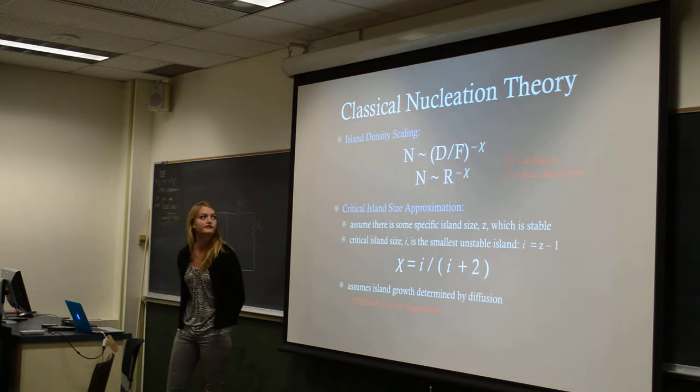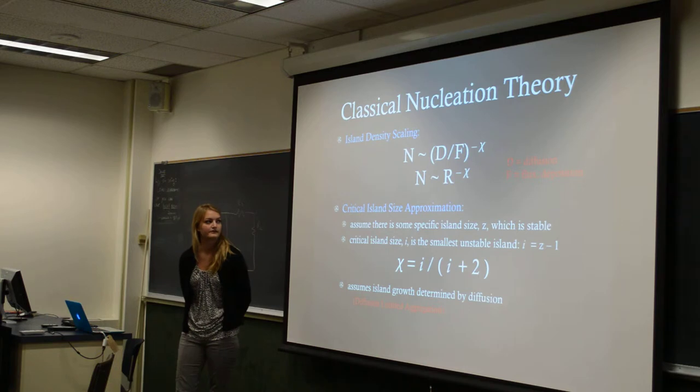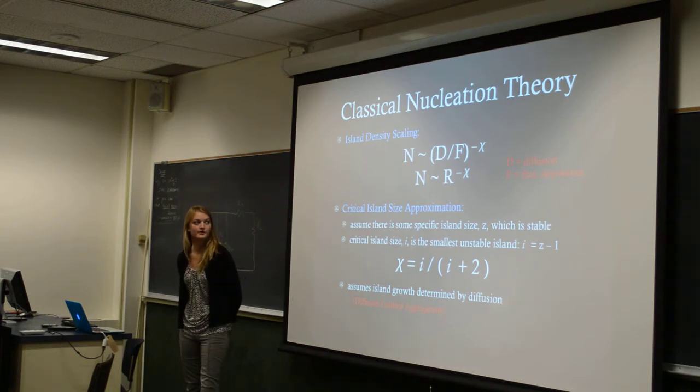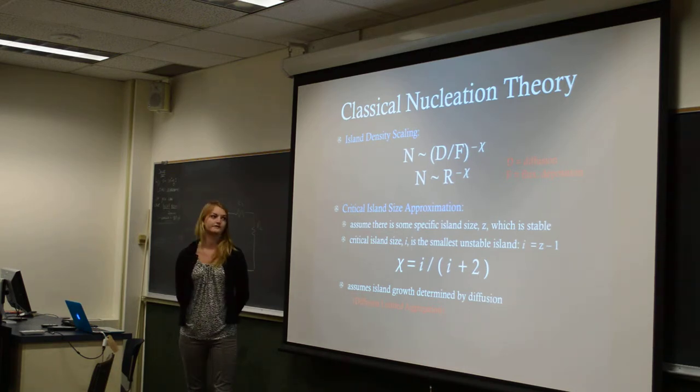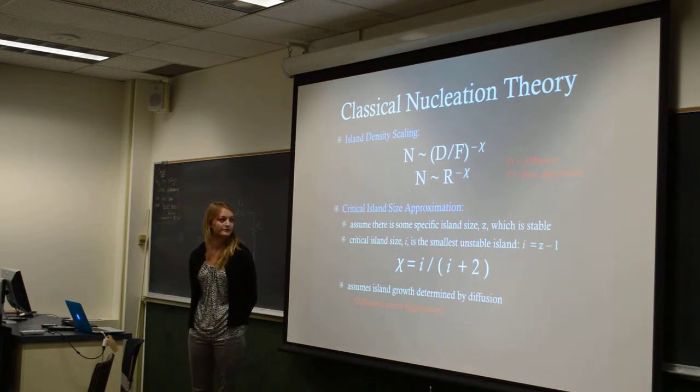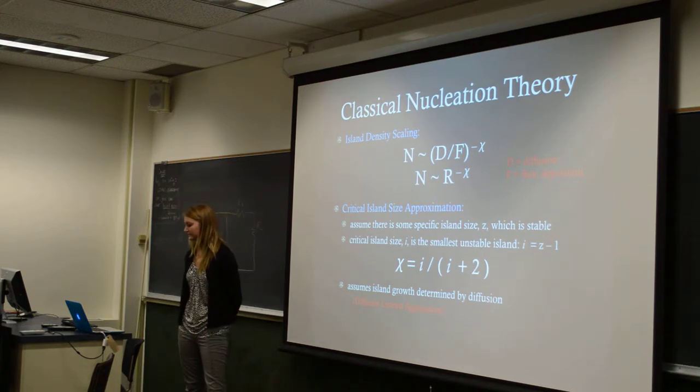And so along with this classic nucleation theory, we have that the island density scales as a function of that ratio R, and we know that it scales as a negative power relation with an exponent chi. The approximation we use is the critical size approximation, which is that you assume, depending on the material, that there's some specific number of particles that form a stable island, Z, and then one less than that is the critical island size, I. So it's the smallest unstable island.